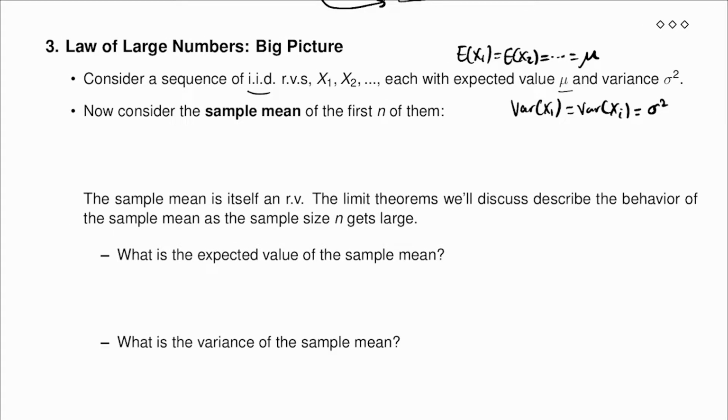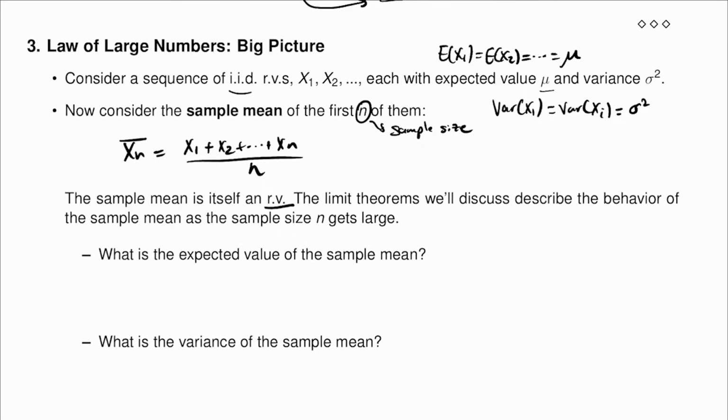Now consider the sample mean of the first n of them. This n is called the sample size. The sample mean is denoted by xn and is equal to the sum of the first n terms, x1 plus x2, and so on until xn, divided by n, the sample size. The sample mean is itself a random variable because it's a function of random variables. So we can calculate its expected value, variance, distribution, and so on.